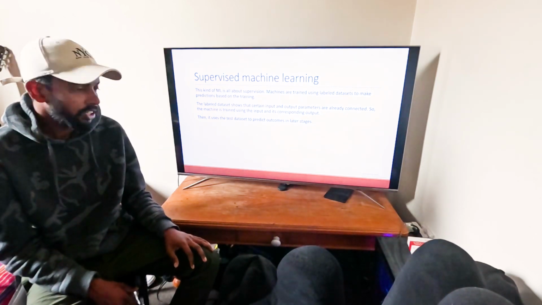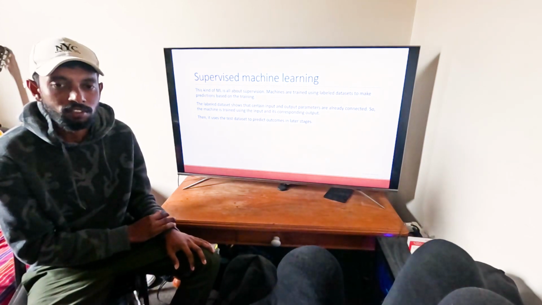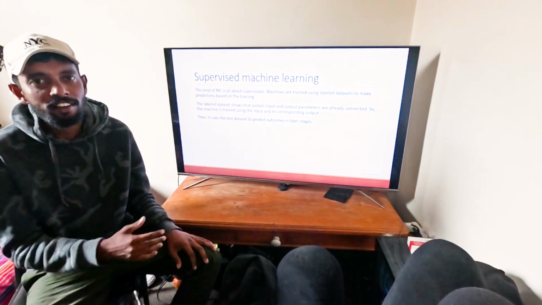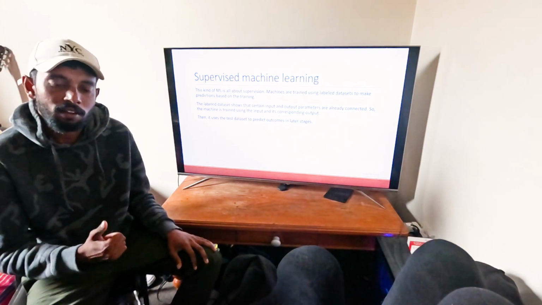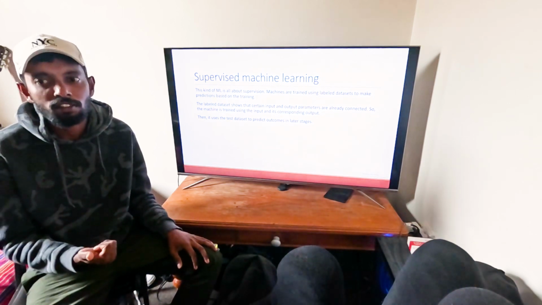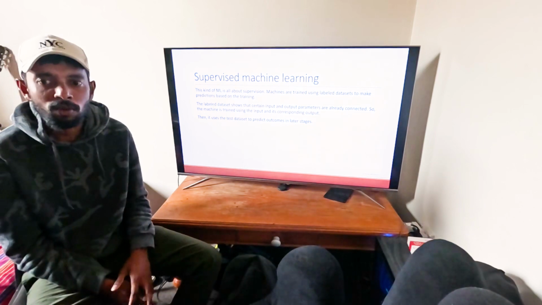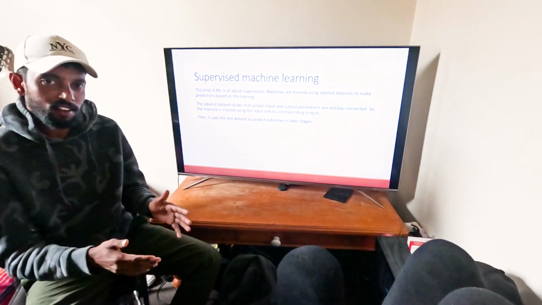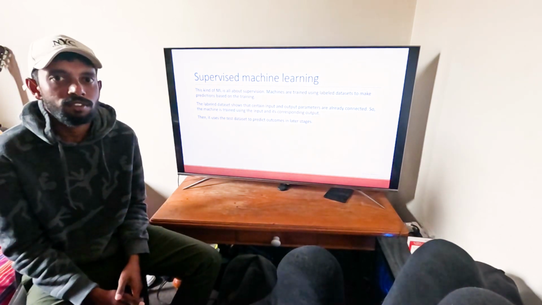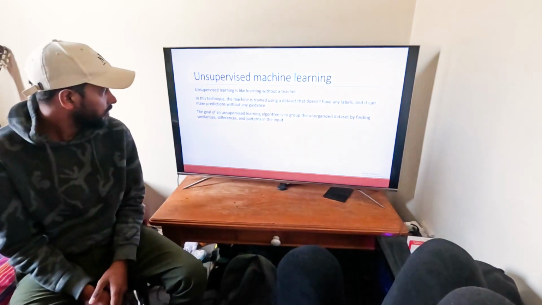It's all about the way that we enter the data into the algorithm, and the way we get the output, the data set that we wanted and the desired output as well. So that's what we call supervised machine learning. It's all about supervising how data enters and how data comes out. The next one is unsupervised machine learning.